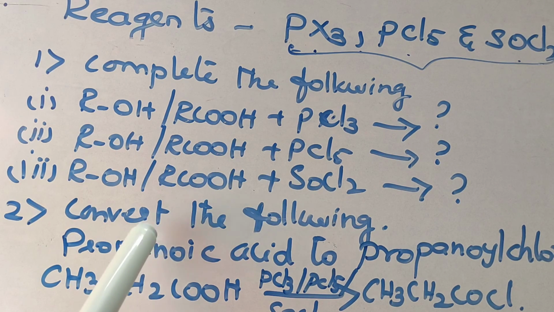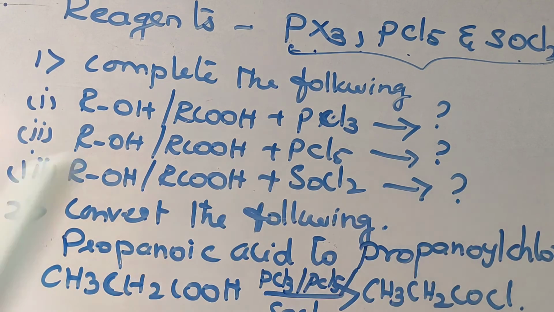Here we will use the next one: propanoic acid to propanoyl chloride. Propanoic acid, 3 carbon with acid group. So 1, 2, 3, 3 carbon with acid group. You can use PCl3 or PCl5 or SOCl2. You will be getting propanoyl chloride.